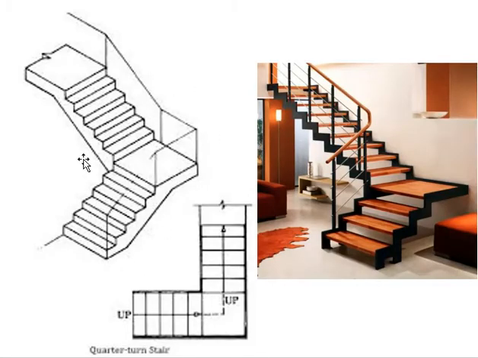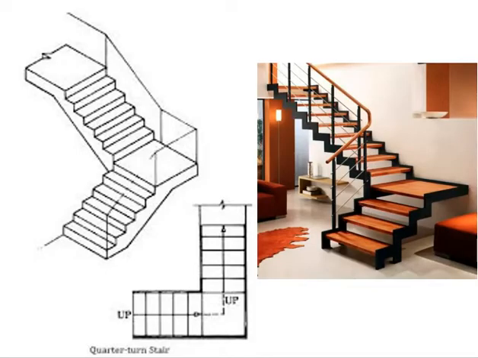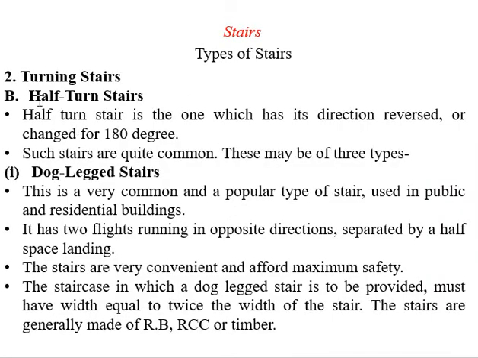These are again examples of a quarter turn stair. You go up, this is flight 1, this is flight 2, this is a quarter landing, you are changing your direction by 90 degrees. This is the plan view, and this is the actual view of the stairs. Next type is the half turn stair. Here you are taking a turn of 90 degrees, but in the case of a half turn stair, you are going to take a turn of 180 degrees.